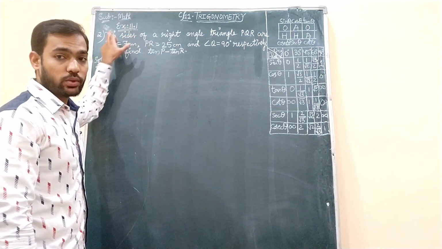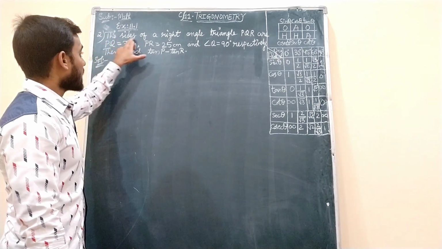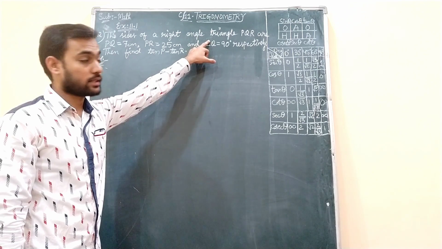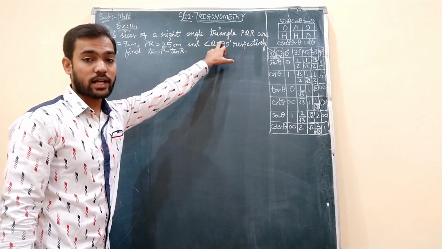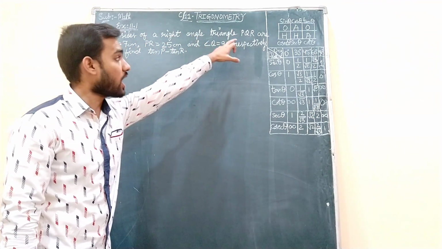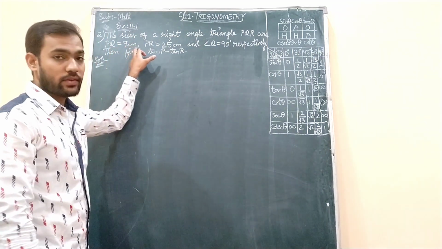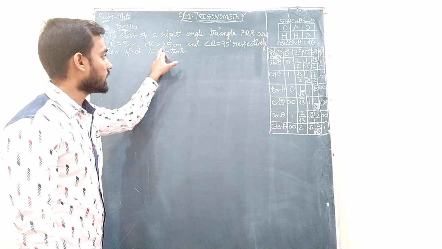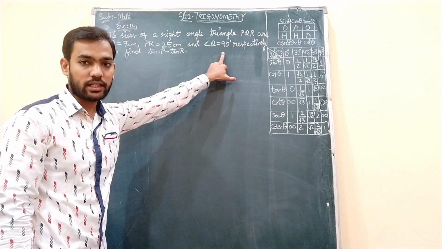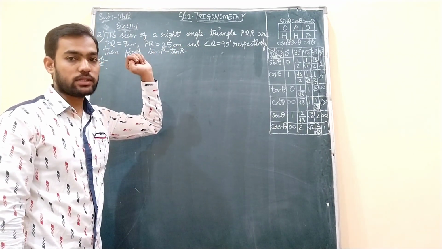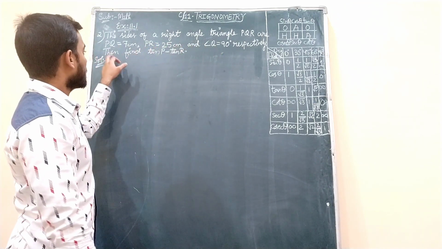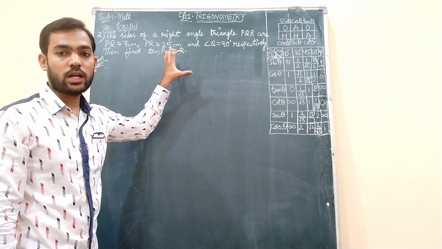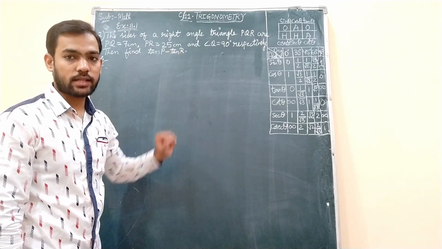Exercise 11.1 question number 2 says that the sides of a right angle triangle, as I said, it deals with right angle triangles. So the sides of a right angle triangle, the name of the triangle is PQR. PQ is 7 centimeter, one side is 7 centimeter and the other side PR is 25 centimeter, and angle Q is 90 degree. Two sides are given, one side is missing. Respectively, we have to find out what? Tan P minus tan R. We need to find out the value of tan P minus tan R.